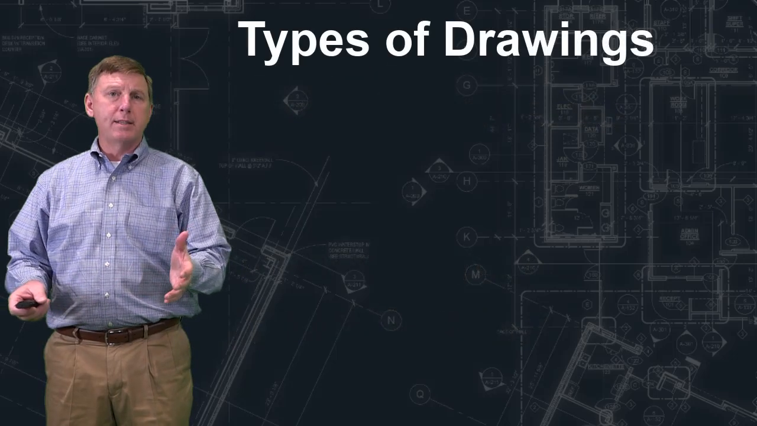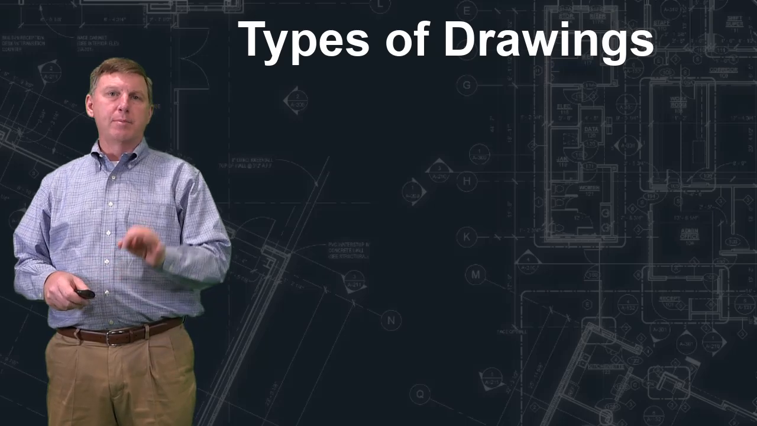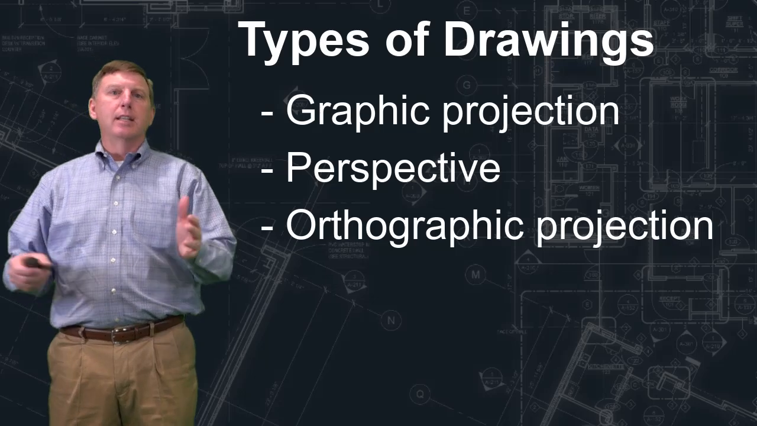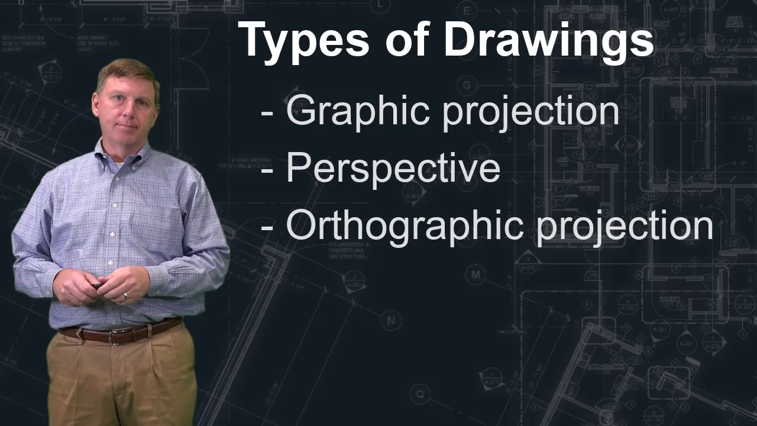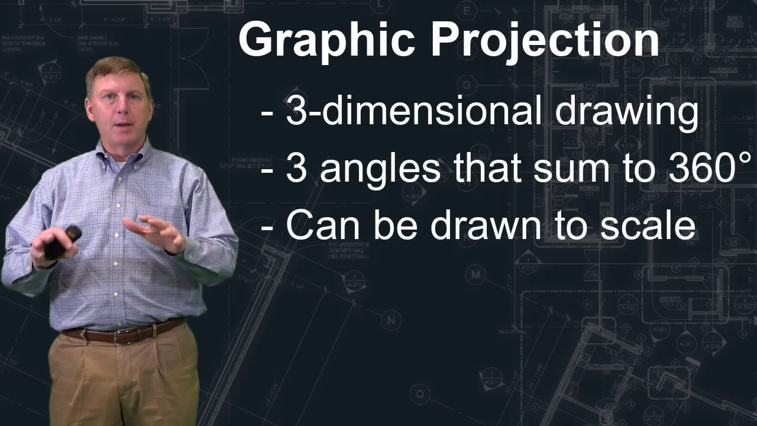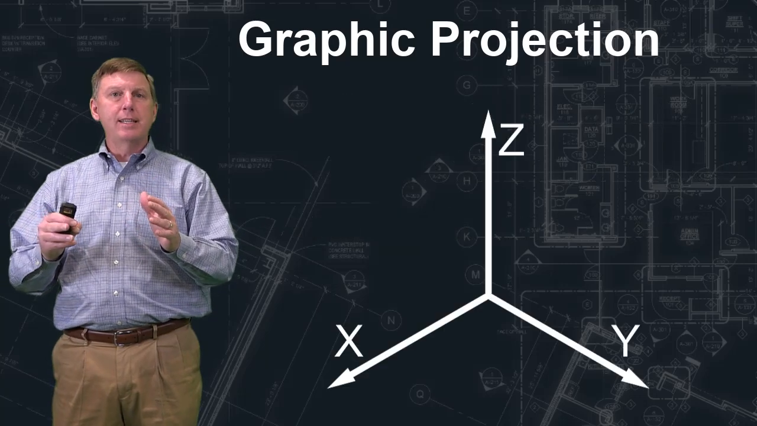We're going to start with the basics, the different types of drawings that you're going to see. There are three types that we'll focus on: one is graphic projection, the other is perspective, and the last one is orthographic projection. Now, graphic projection is a three-dimensional drawing. It tries to represent what you're looking at in 3 dimensions. So you have X, Y, and Z.